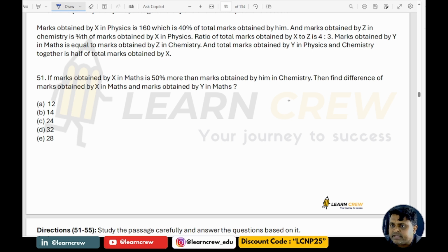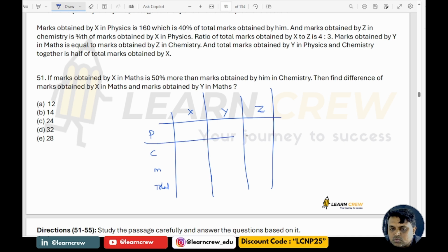Marks obtained by Y in maths is equal to marks obtained by Z in chemistry. Total marks obtained by Y in physics and chemistry together is half of total marks obtained by X. Now please see here, we need to understand X, Y and Z. Subjects are physics, chemistry, mathematics and total. Let us now represent in the form of a table, so it will be easy for us to answer questions.